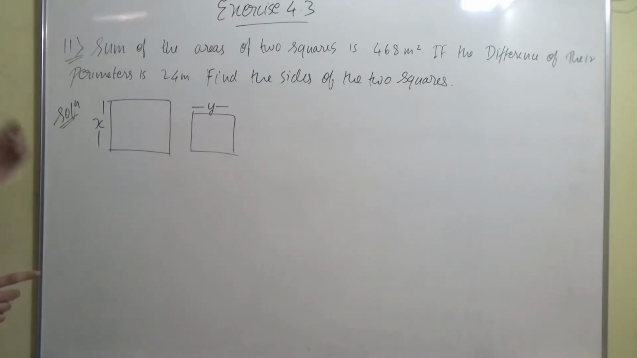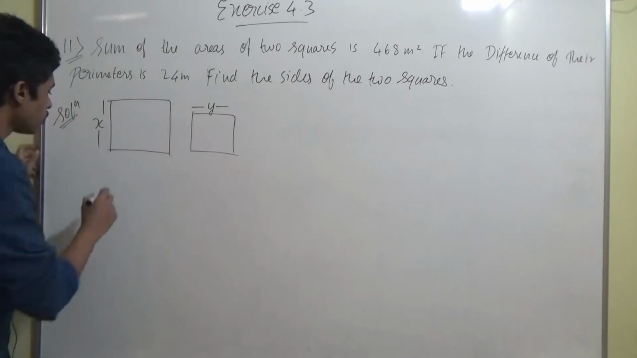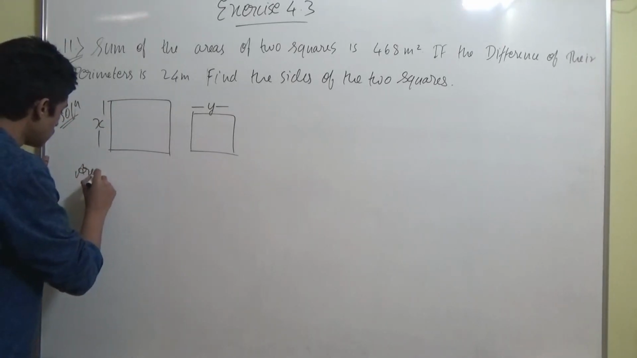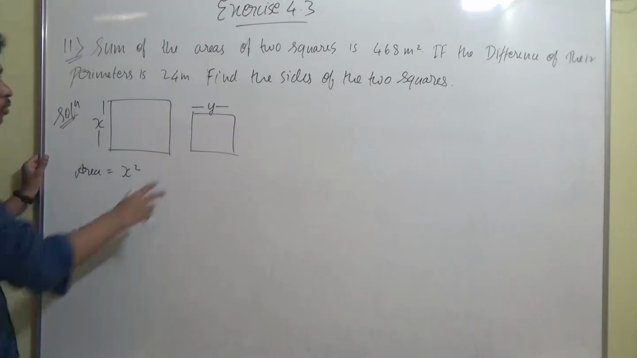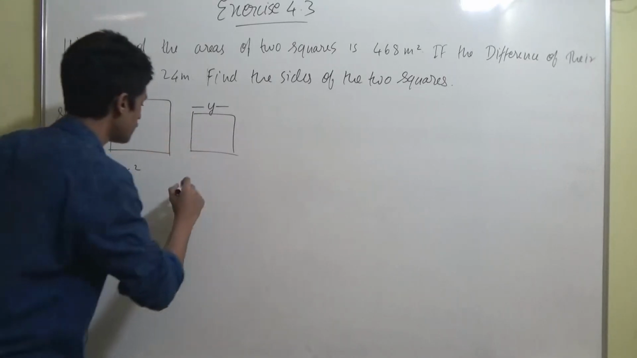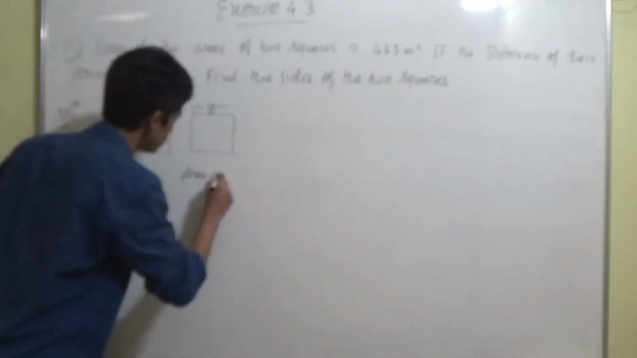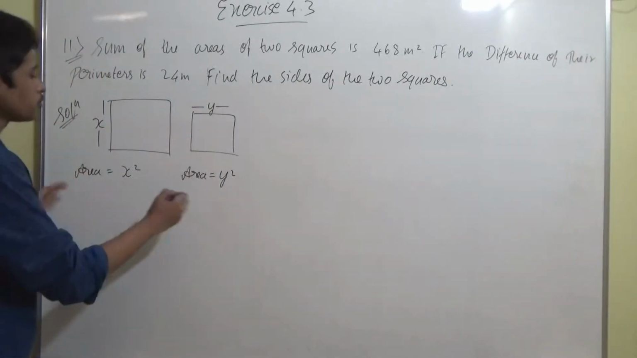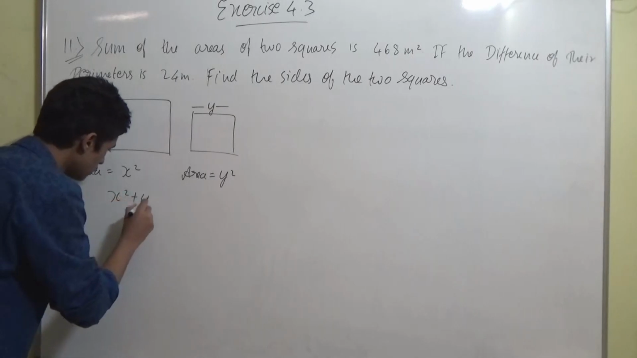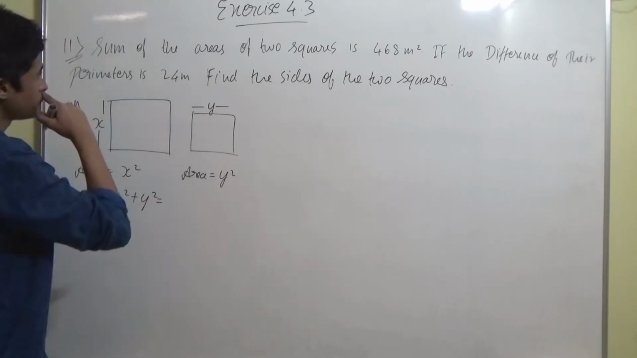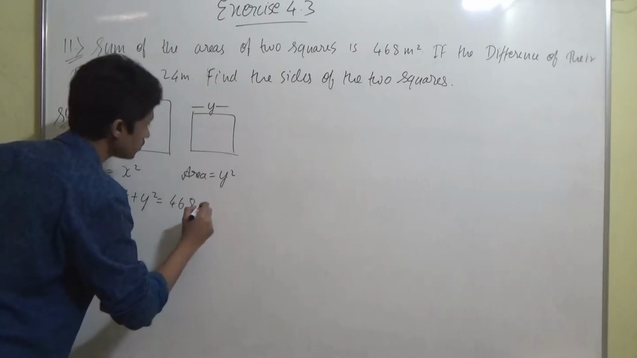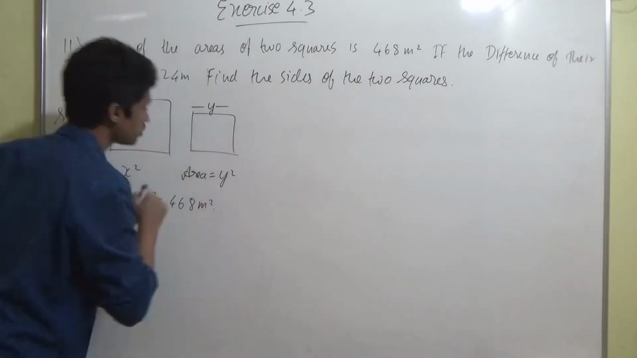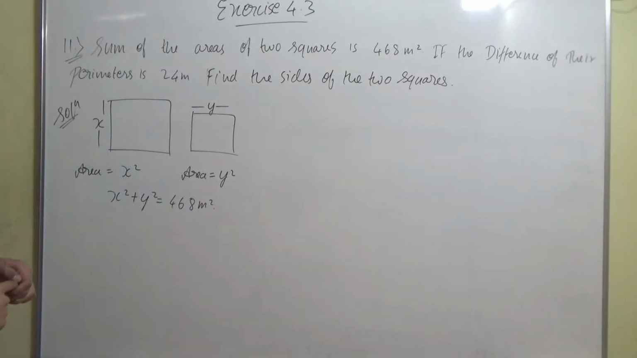Now they said the sum of the areas of the two squares is 468. What is the area of this square? It's going to be x square. And what is going to be the area of this square? It's going to be y square. The sum of the areas, that is x square plus y square, is going to be equal to 468 meter square.